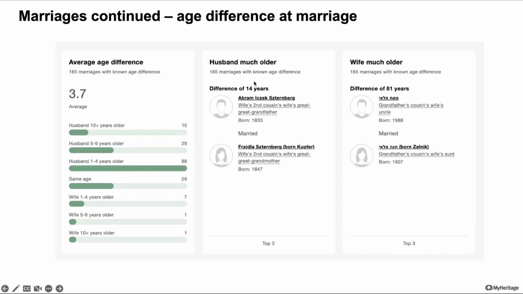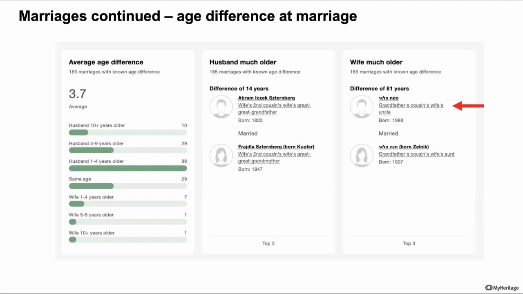So for husband much older than wife, I see a 14-year age difference, which kind of makes sense. And when the wife is much older than the husband, I see an oddity again, which is a wife who is 81 years older than her husband. Probably not, again showing a potential problem in the tree. So let's actually go and investigate that.